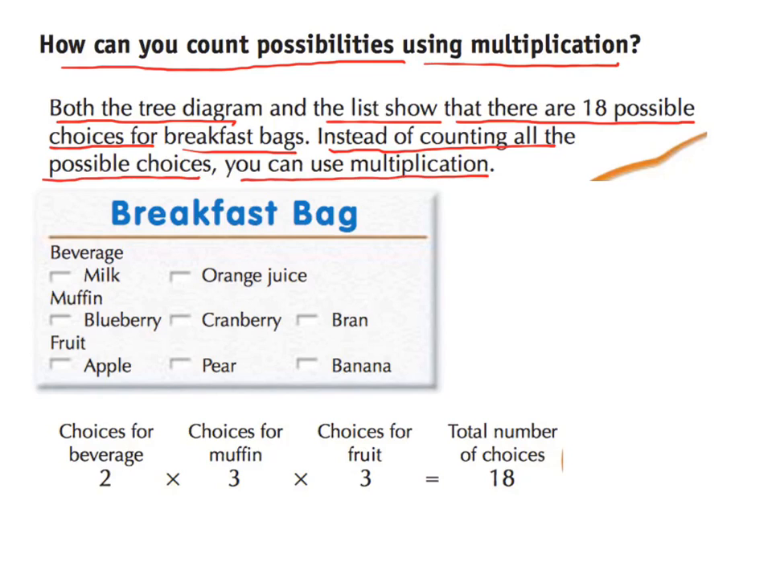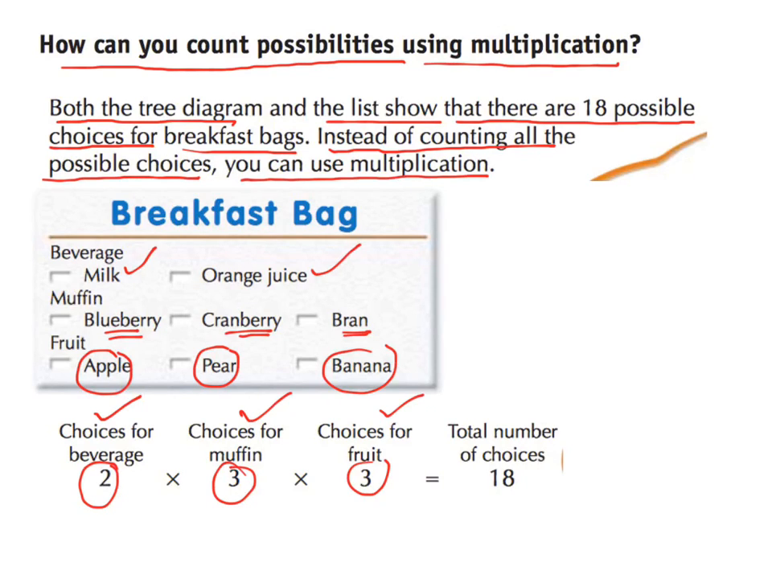Let us see. What are the choices of beverage you have? You have 2 choices of beverage. Let's write it down. What are the choices of muffins you have? You have 3 choices of muffins: blueberry, cranberry, and bran. What are the choices of fruits you have? You have 3 choices of fruits: apple, pear, and banana. Multiply them all. So 2 times 3, 6. 6 times 3, 18. So you have a total of 18 choices to make. You can use multiplication to know the number of choices.